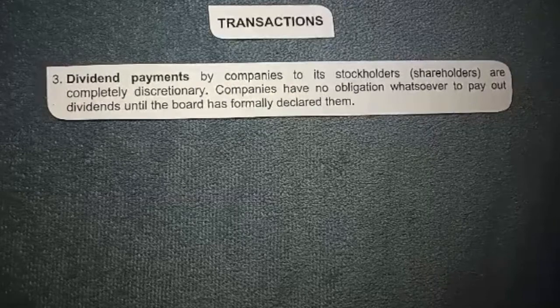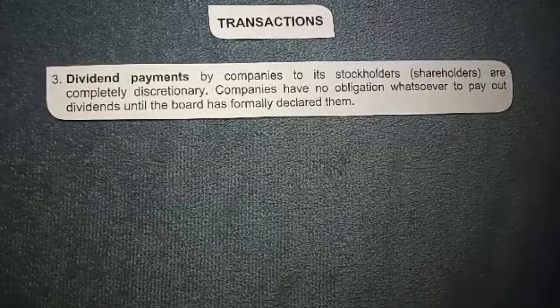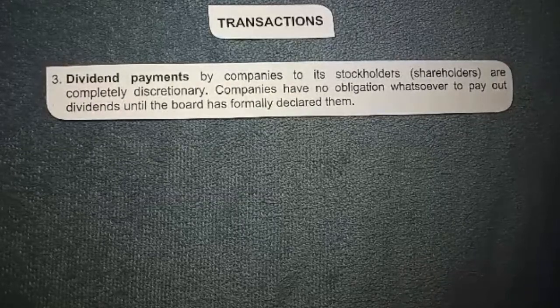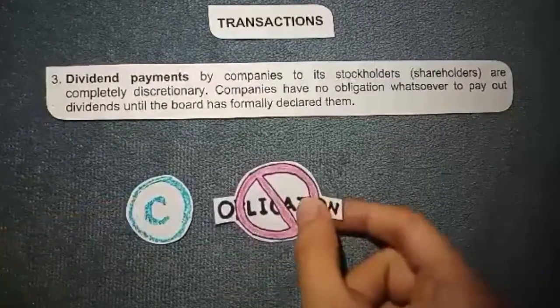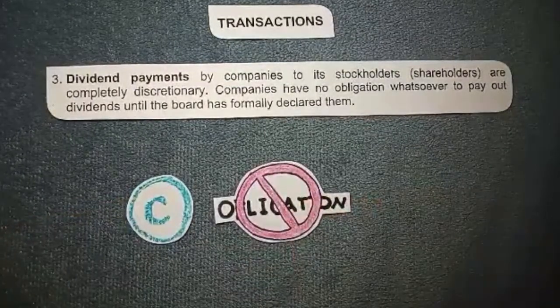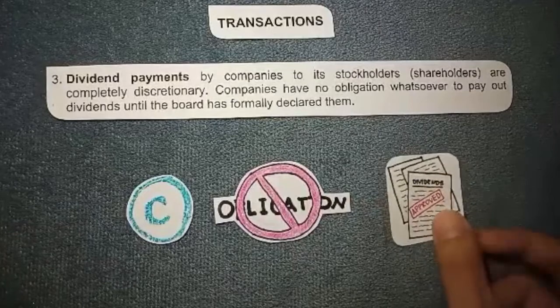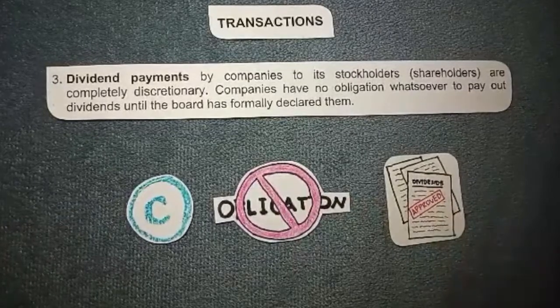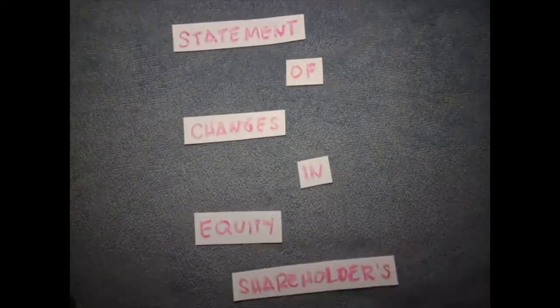Dividend payments by companies to its stockholders are completely discretionary. Companies have no obligation whatsoever to pay out dividends until they have been formally declared by the board. That's all for the summary of possible transactions.